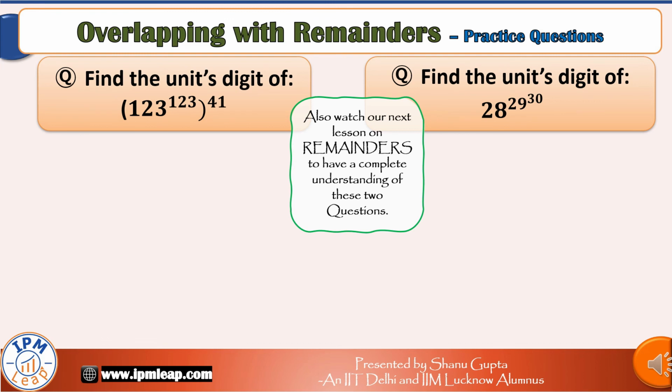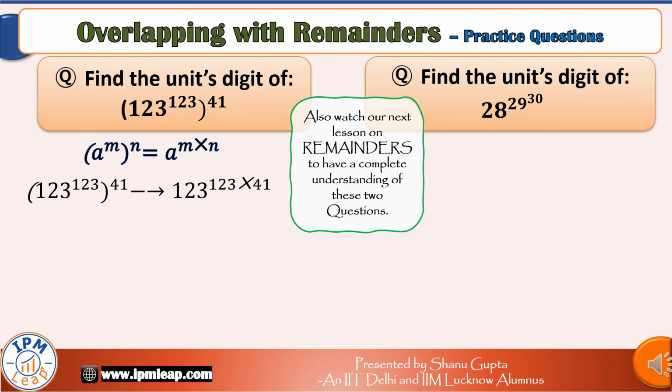So, find the units digit of 123 raised power 123 whole raised power of 41. Now we know that a raised power m whole raised power of n is equal to a raised power m into n. So 123 raised power of 123 whole raised power of 41 can be written as 123 raised power of 123 into 41. We need the units digit of this number. So just keep 3 and ignore the digits before that.